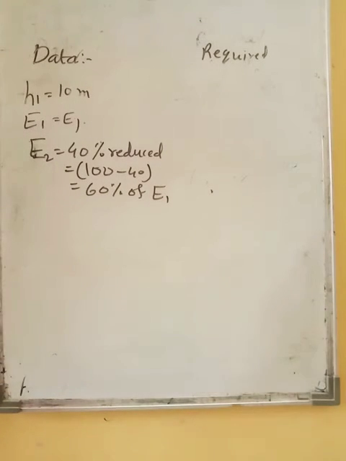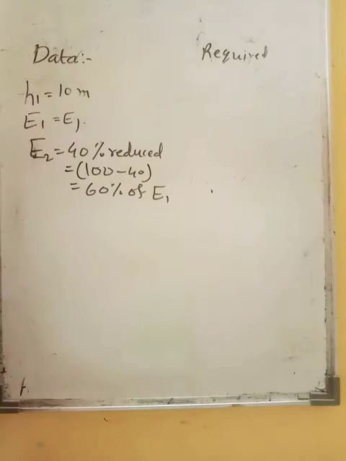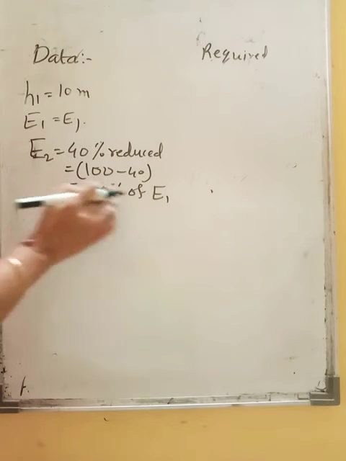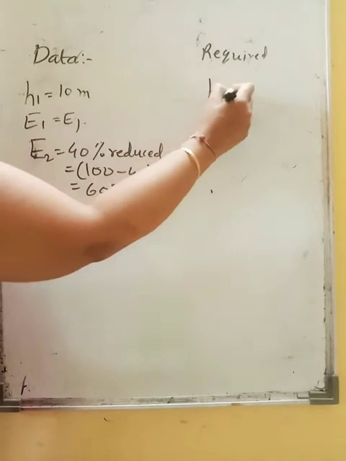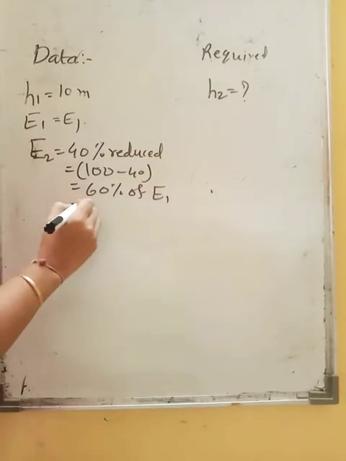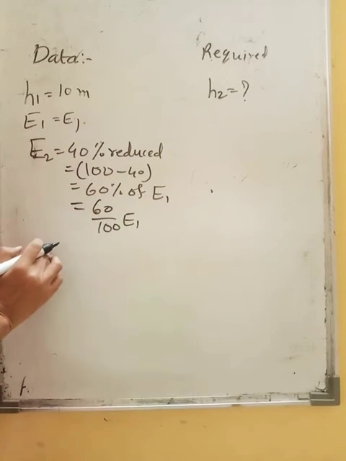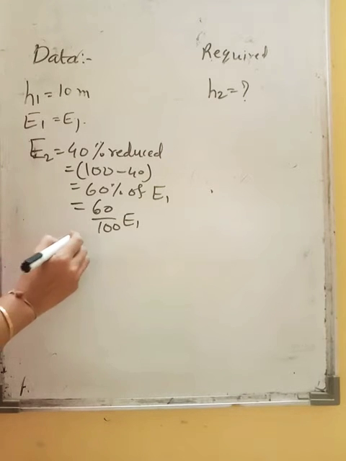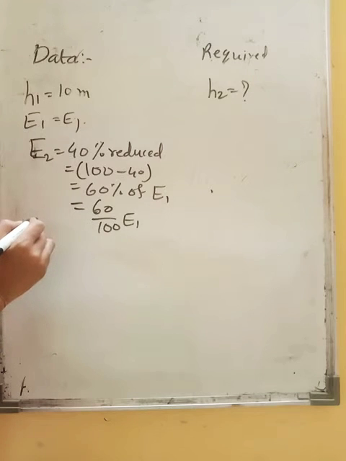See, is this part clear to you? If 40% is reduced, how much is left? 60%. So we have E2 as 60% of E1. You have to find out what the height H2 is. How will you write 60%? 60 upon 100 into E1. I hope you know it. Correct? So this is what it is.